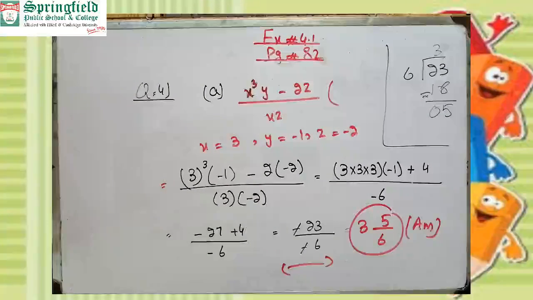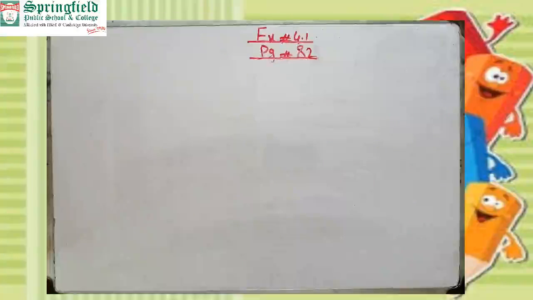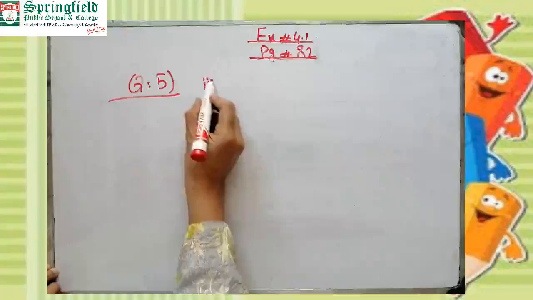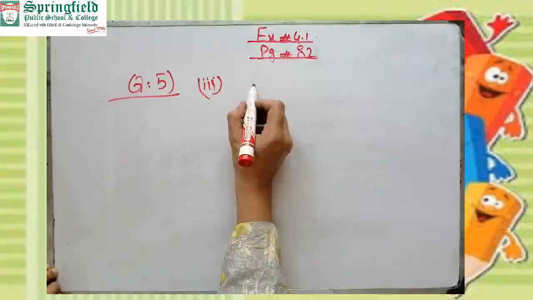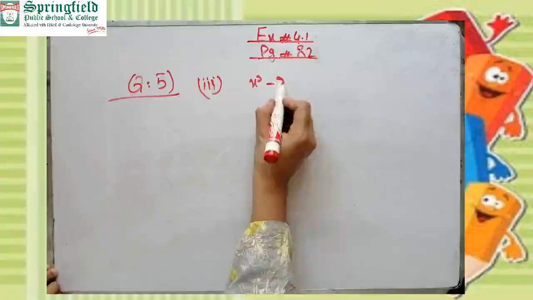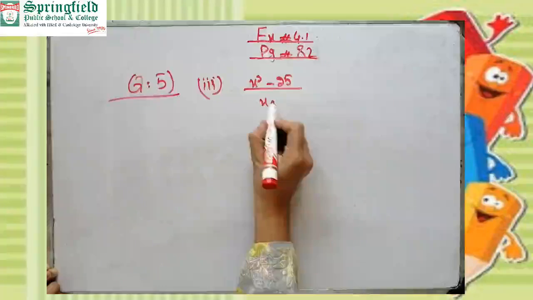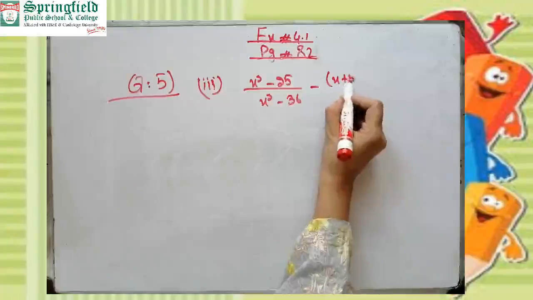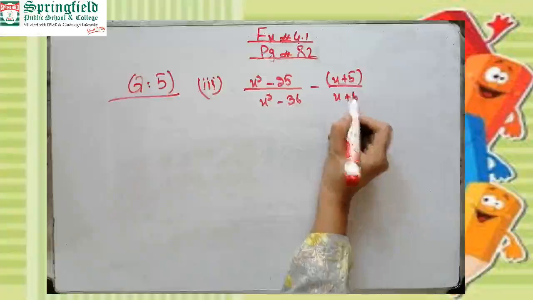And now come on to question number 5. I will do just one part. Fine? And the rest of the parts you will do yourself. Now come on to part 6. Okay, first come on to part 3. Part 3 is x square minus 25 divided by x square minus 36 minus x plus 5 divided by x plus 6.